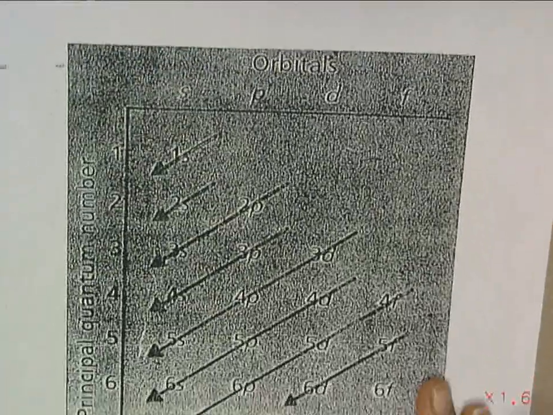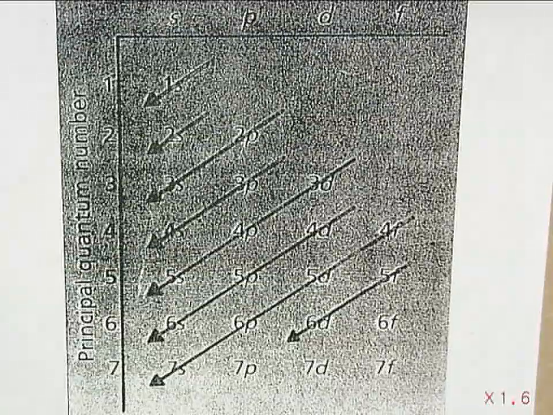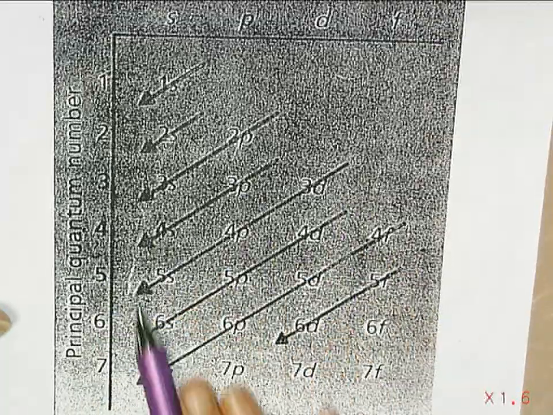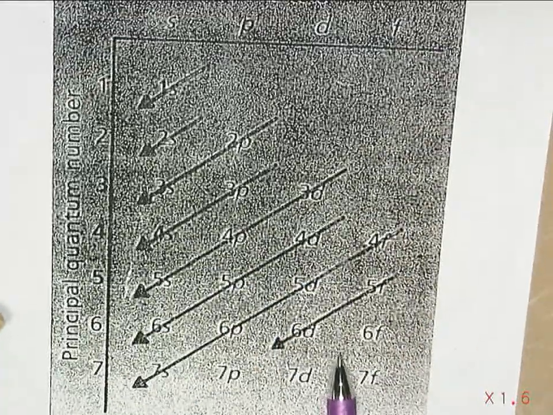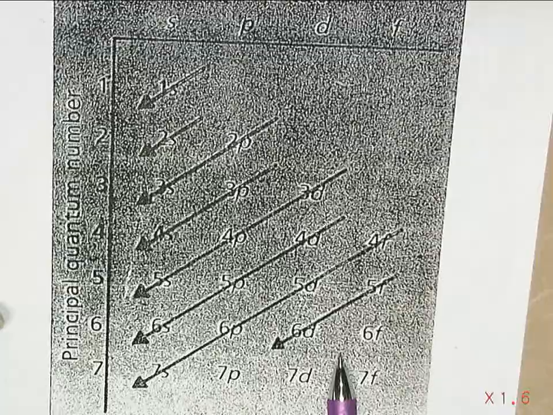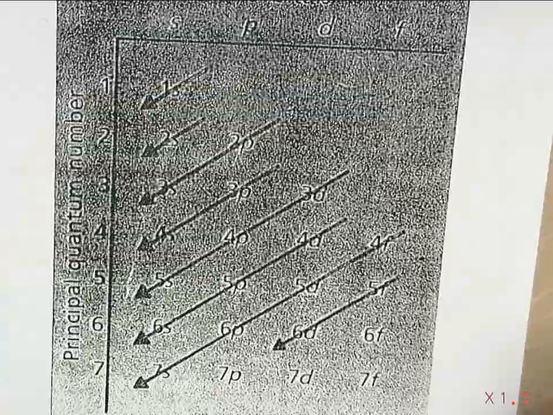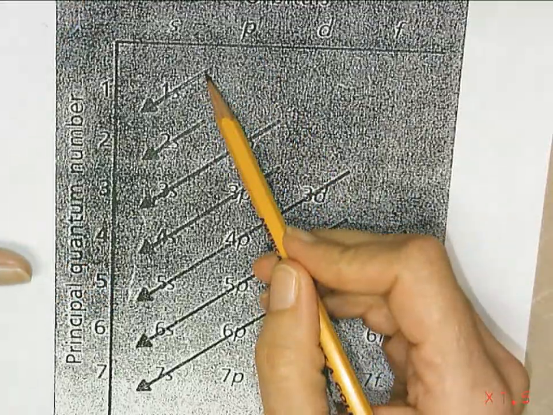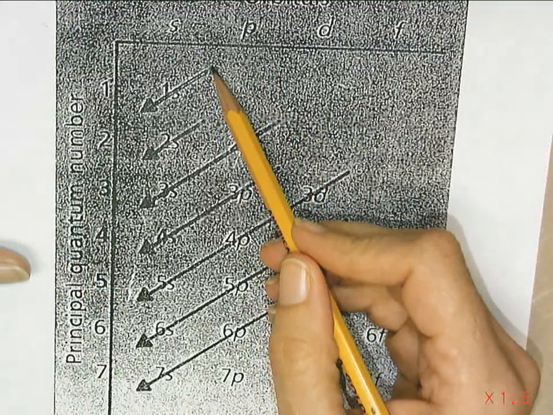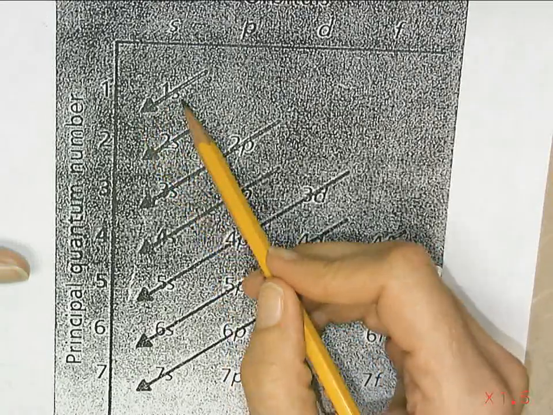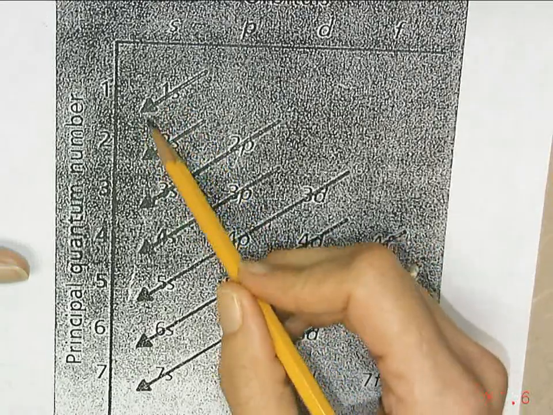We are going to use the first method. I'm going to teach you two methods. This method is using this orbital filling order to write electron configurations. This is how you read it. You start at the top and follow the arrow. What is the first orbital that you put electrons in? 1s. Then you swing around.